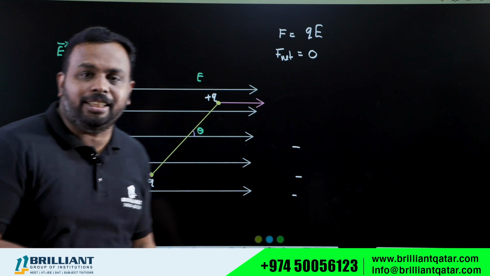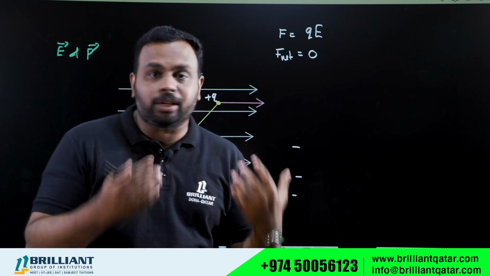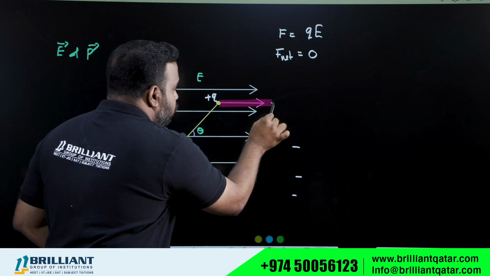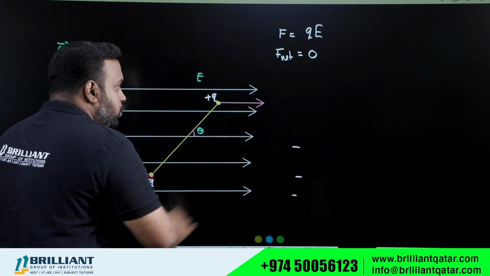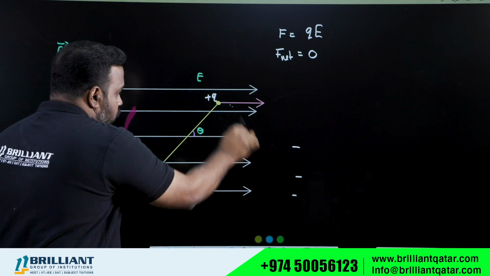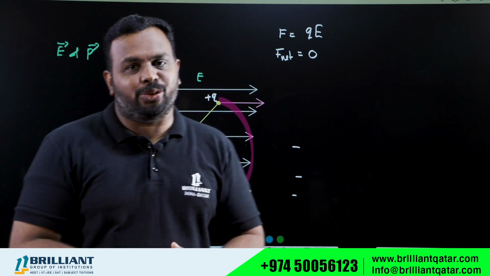Now we are going to calculate the magnitude of that torque. I hope you understand why it is rotating, why torque is experienced. The top side will be experiencing a force in this way, the bottom side is experiencing a force in this way. As a result, it starts rotating. This side will be going in this way. So it will experience a torque. Now we are going to calculate the magnitude of this torque.